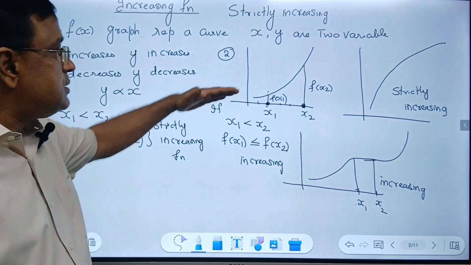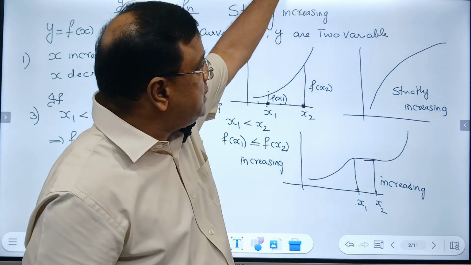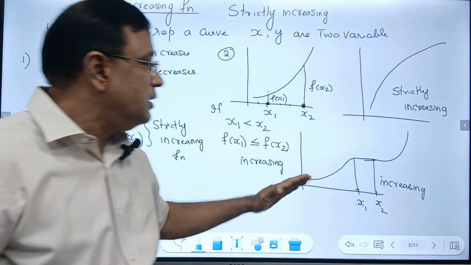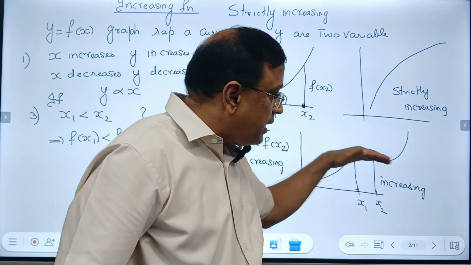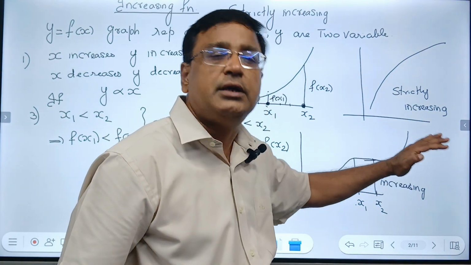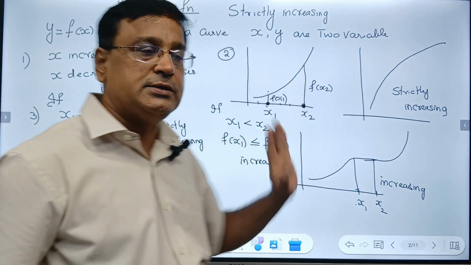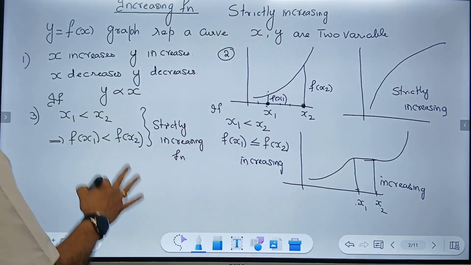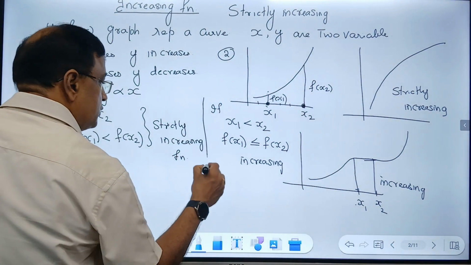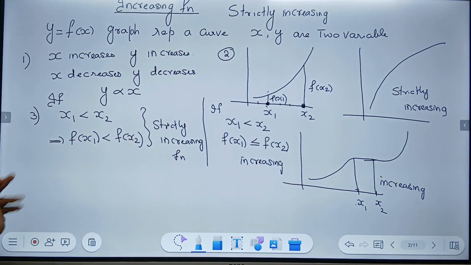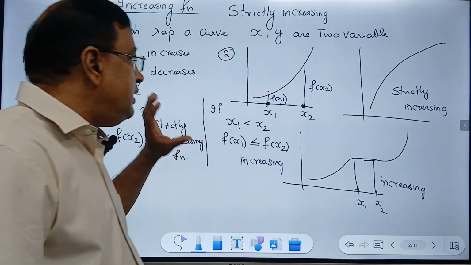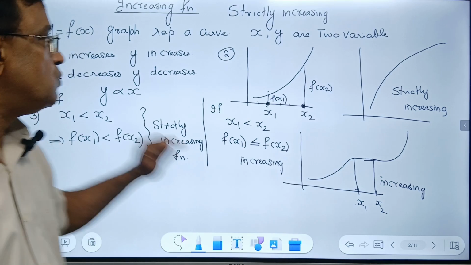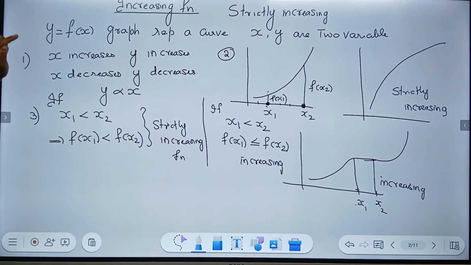So when the graph does not stagnate, it keeps increasing, you call it strictly increasing function. When the graph is increasing but it stagnates at some point, you call it just increasing. I hope you see the difference between an increasing function and a strictly increasing function. I have given you both the definitions. Okay, so you can look at an increasing function in three different ways. One is when x increases, y increases, or when x decreases, y decreases. Both are exactly the same.